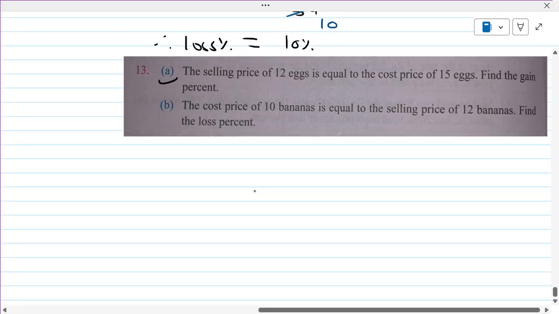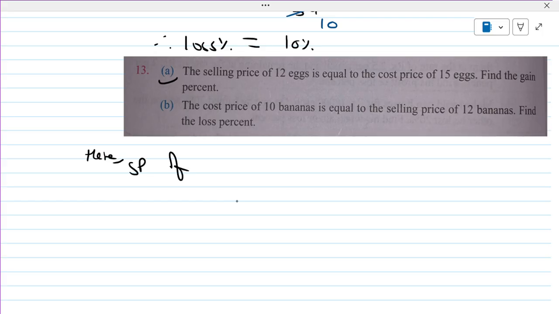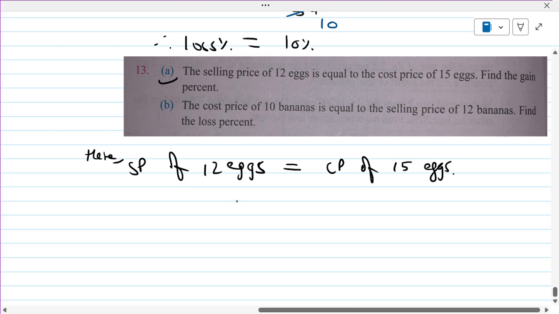So the cost price of 1 egg will be, supposing, x. Okay, let's start this way. Before supposing, let's write what is given. We are given that the selling price of 12 eggs is equal to the cost price of 15 eggs. That is given first, and now we suppose the CP of 1 egg as rupees x.